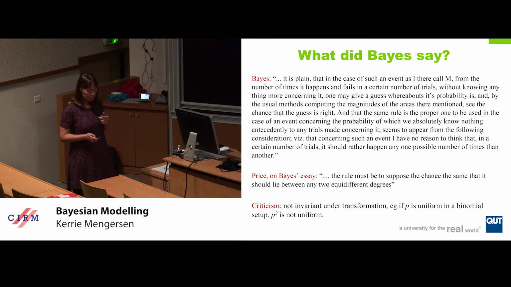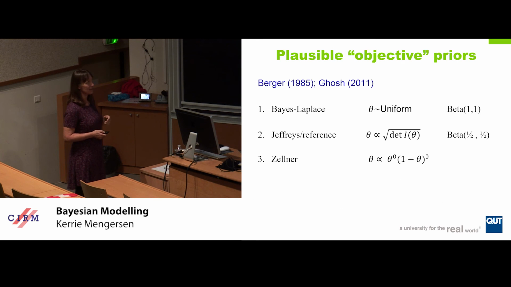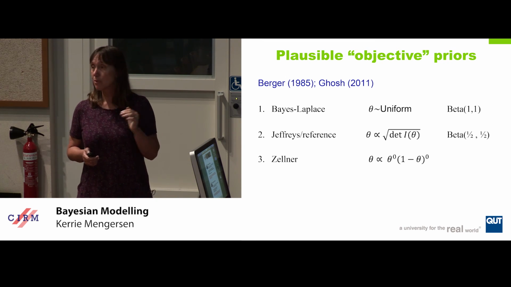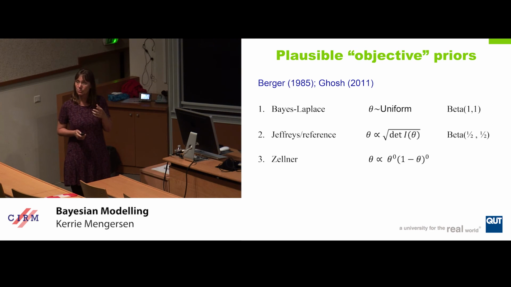That's the argument there. So plausible objective priors are the Bayes-Laplace prior, which is a uniform. Jeffreys prior, which I talked about before, is sort of the reference prior. So if I have this prior, then I'm going to return effectively my likelihood. So Jeffreys prior is to say it's proportional to the square root of the determinant of the information matrix. Okay, so in the case of a binomial distribution, that would be a beta half-half. So that's that U shape that we saw. Okay, that would be a beta half-half.